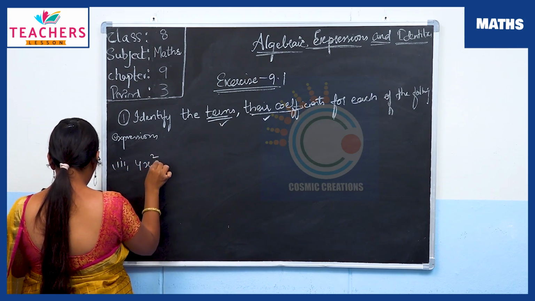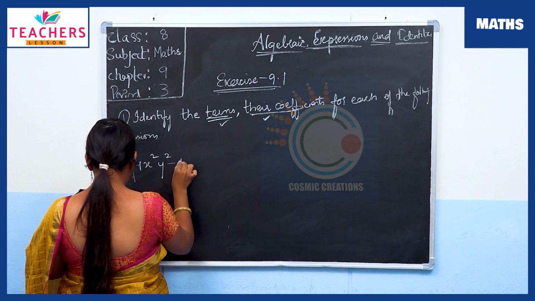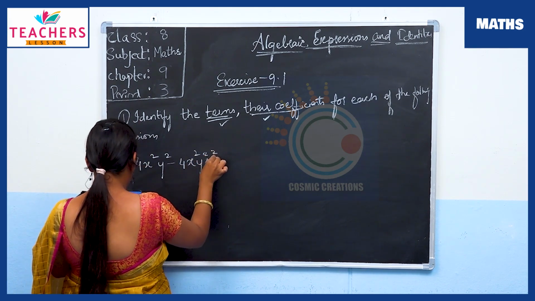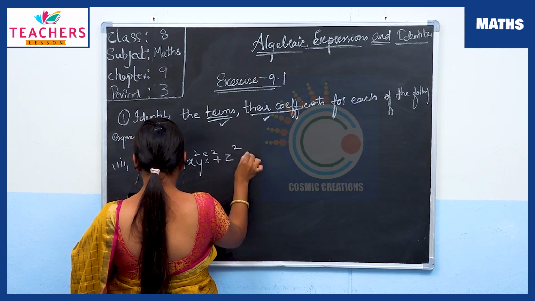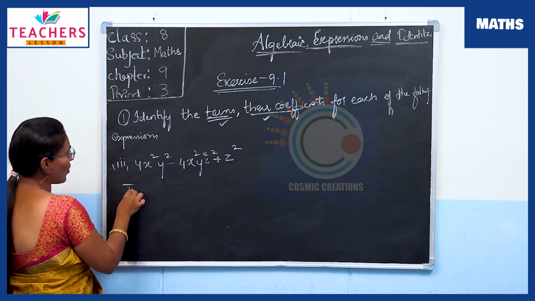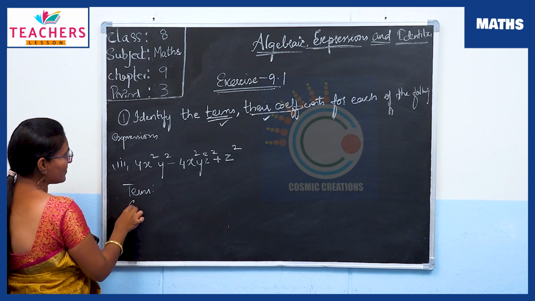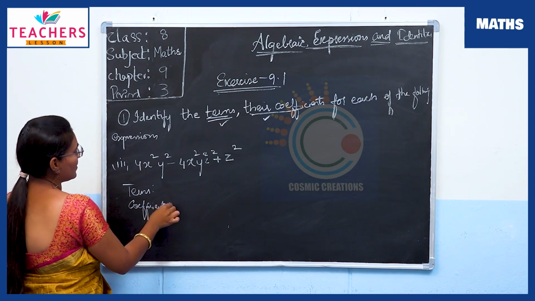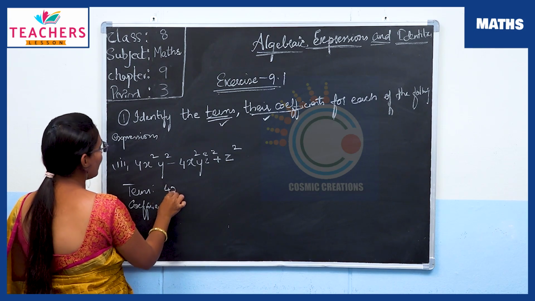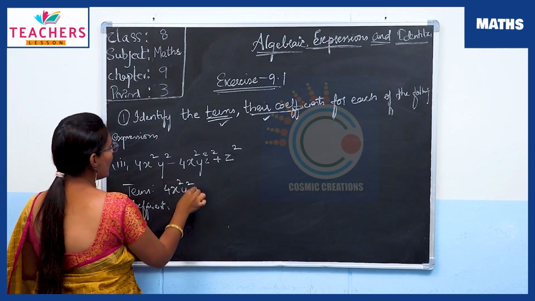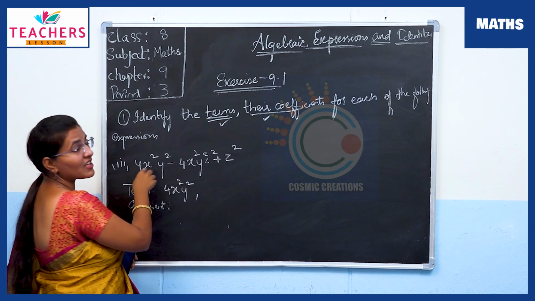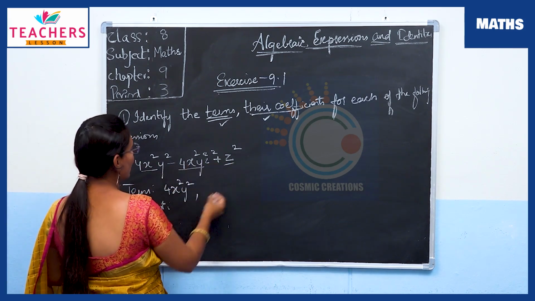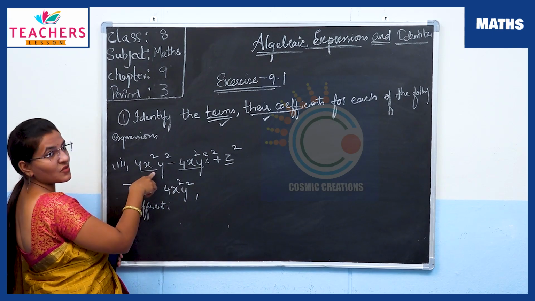4x square y square minus 4x square y square z square plus z square. So now can you say what are the terms and coefficients? 4x square y square is the term. Yes, very good. How many terms are there first of all? 3 terms. Very good. 1, 2, 3. So first term is 4x square y square.